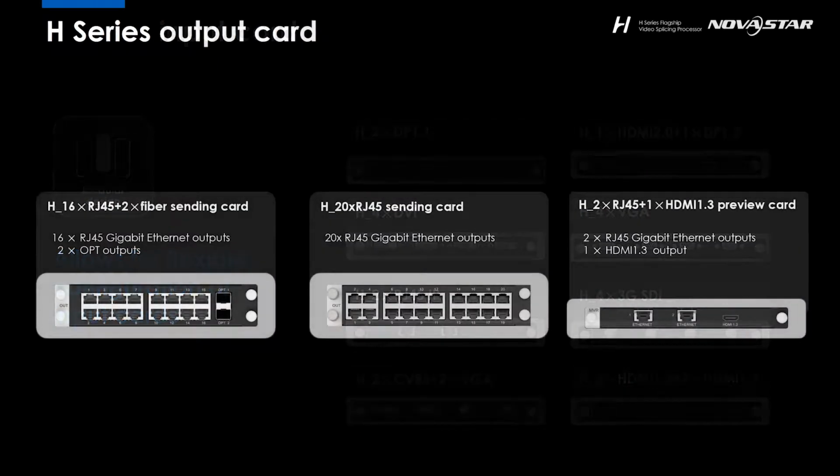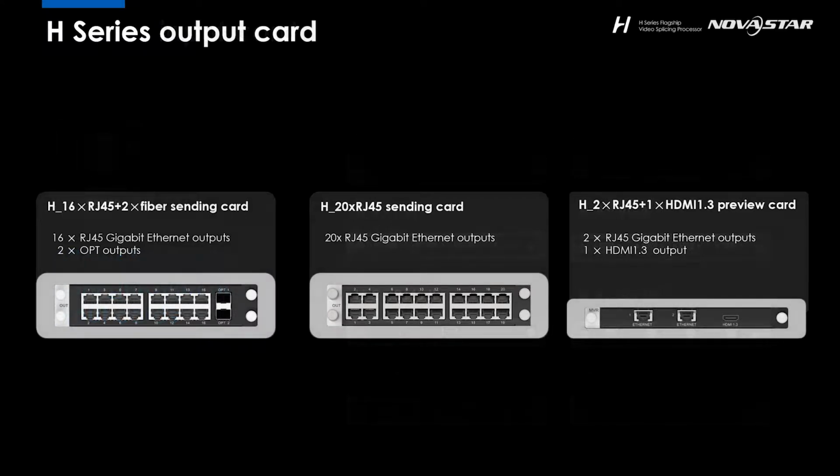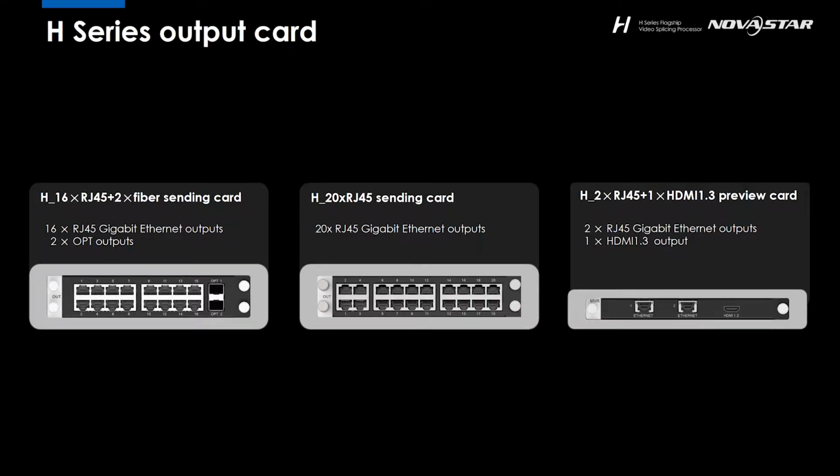Now let's have a look at the output cards. There are altogether 3 types of output cards. The first one is a sending card with 16 RJ45 output ports plus 2 fiber output ports. Okay, so this one is for long-distance transmission. Yes, exactly. And the second type has 20 Ethernet cable output ports. And for the third type, the preview monitoring card is also available.